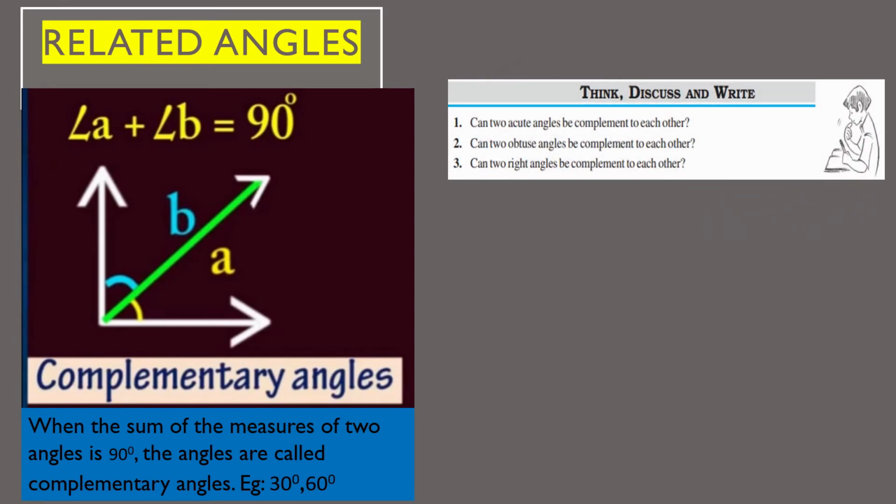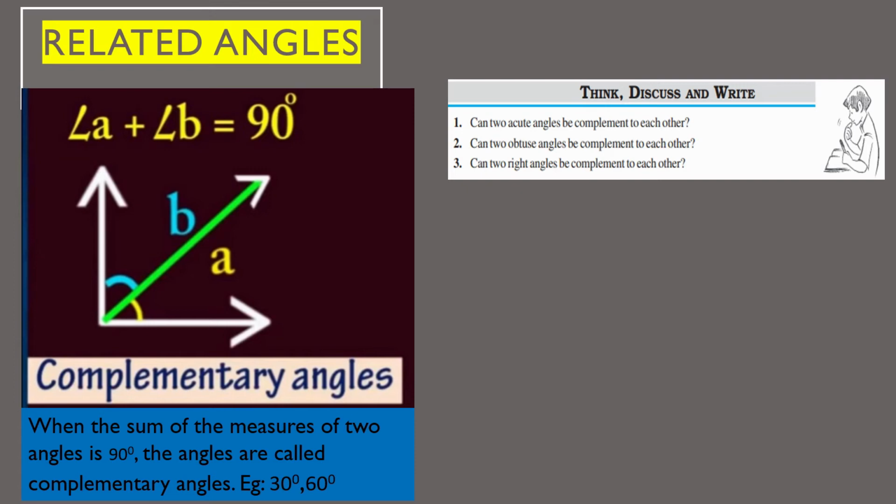Let us think, discuss and write the following questions. Can two acute angles be complements of each other? Yes, it is possible. Because if the sum of two angles is 90 degrees, then the given angles are complements of each other. Acute angles are always less than 90 degrees. Therefore, two acute angles' sum can be 90 degrees.